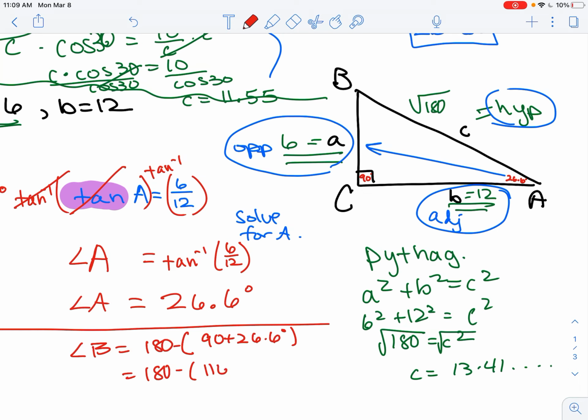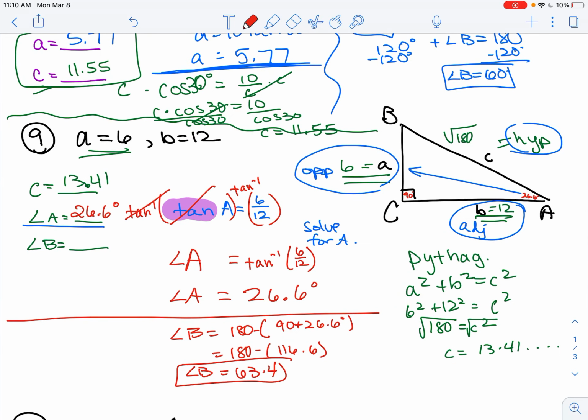And so we end up with 116.6. And if I subtract 180 minus 116.6, we get 63.4, approximately, for angle B. So the hardest part was finding that first angle, where we had to use our inverse, or opposite operation, of tangent, which is inverse tangent. Okay, so hopefully that makes sense to you.